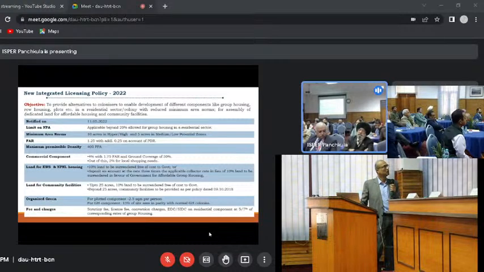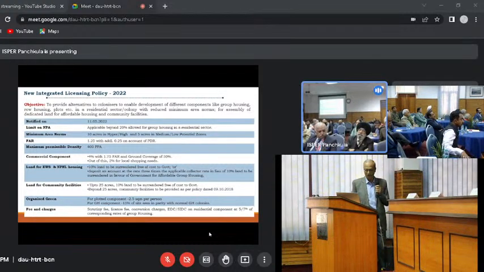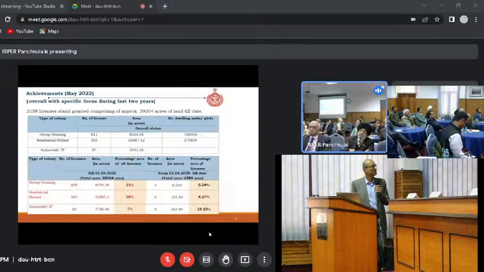Again, the new integrated license policy, which is a hybrid of plotted, group housing and commercial, so all those can be accommodated. Basically, the focus was on bringing in compactness rather than the sprawl which we were experiencing in plotted colonies. So in the same development plan urbanizable limits, we could accommodate more people, with higher dense developments. So this presents what the impact has been.